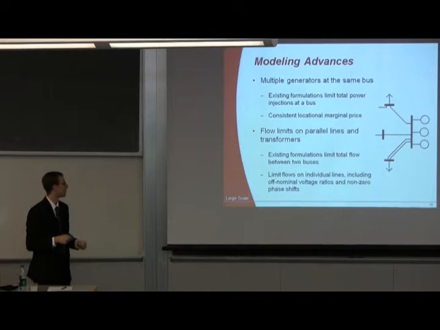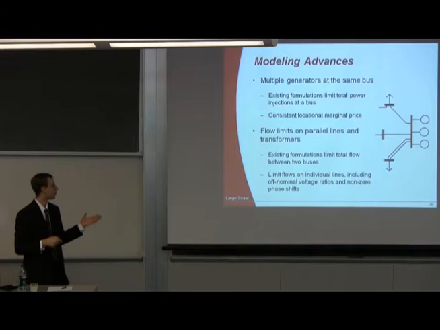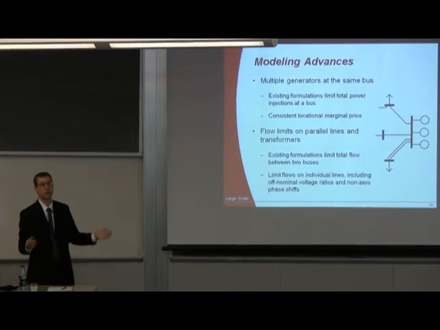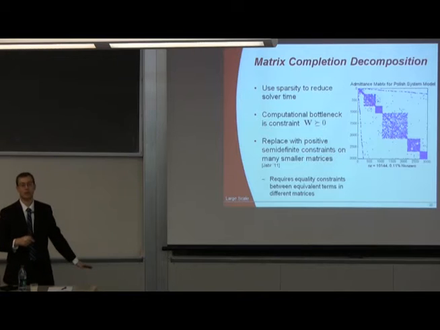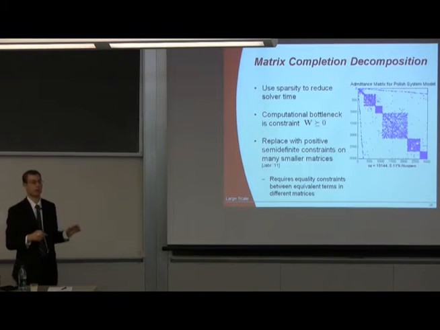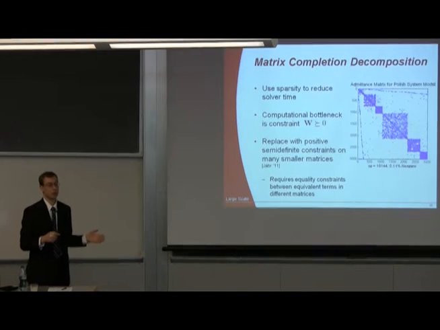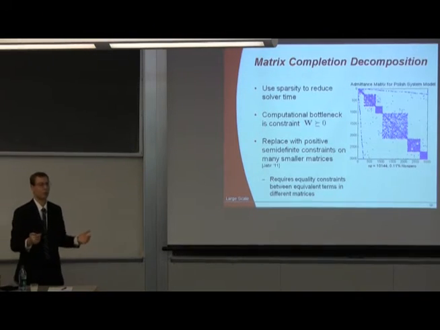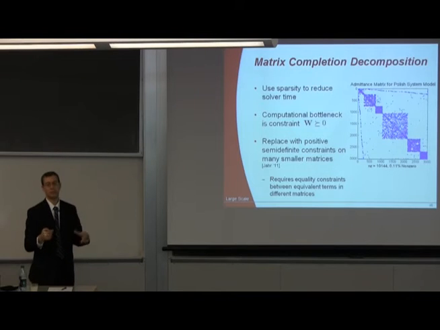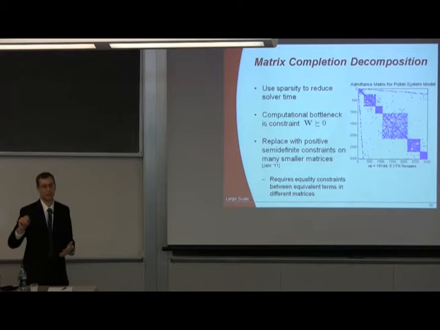So we came up with a way to do that, including off-nominal voltage ratios and non-zero phase shifts, so things you see in practical systems. Next, we wanted to speed this problem up. So the main way that in power systems we deal with large problems is using the fact that power systems are sparse. So sparse means that most of the time, a bus isn't connected to every other bus. In other words, if I'm sitting in Madison, Wisconsin, maybe I'm connected to Milwaukee and Chicago, but I'm not connected directly to New York City.